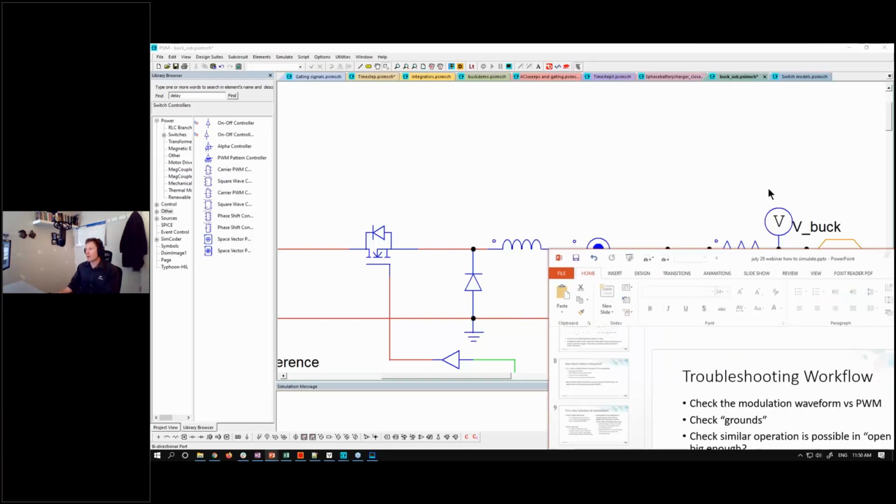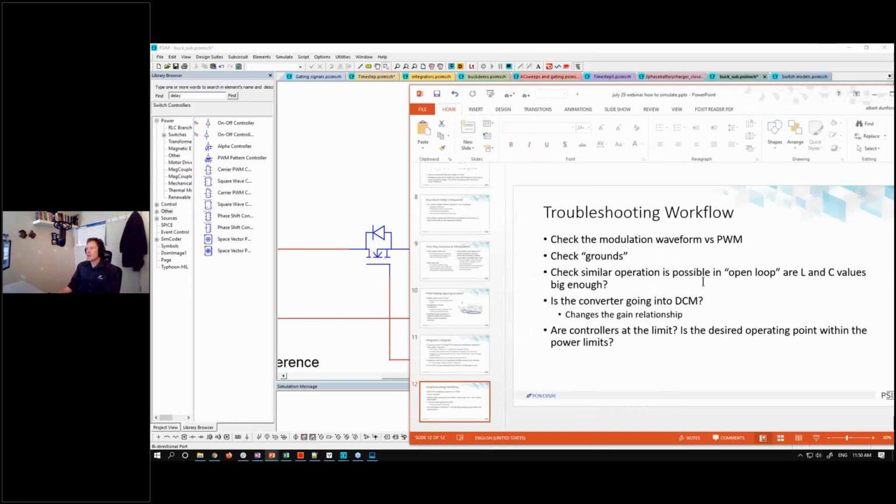Other things to look for here. If you're trying to run closed loop and it's not working, the first thing I do is go back to open loop to ensure that it's working, or something as similar as possible in open loop. So are the LNC values big enough? Or maybe they're too big, especially in an inverter type of simulation. You could have too large of an output capacitor and not be able to shape that voltage properly. Other things to look for is if the converter goes into DCM for some reason, because this changes the gain relationship. And also whether the controllers are at limits.